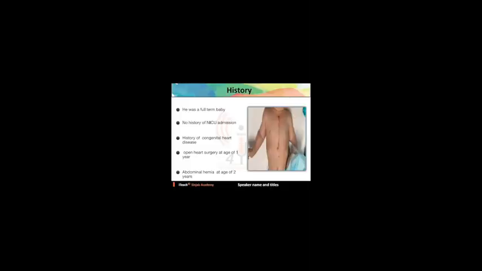By history taking, the baby was a full-term baby, no history of NICU admission, and had a history of congenital heart disease. He had an open heart surgery at the age of 1 year, and also an abdominal hernia that was operated at the age of 2 years. By examination, he has bilateral axial proptosis, alternating XT, bilateral clear cornea and anterior segment, and bilateral fundi, and cup disc ratio was about 0.2.